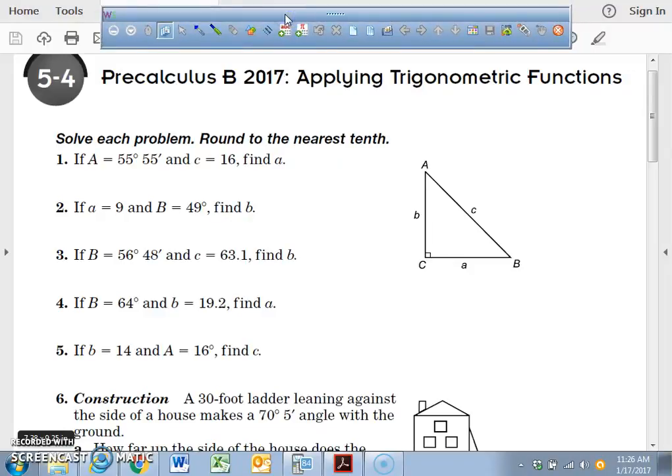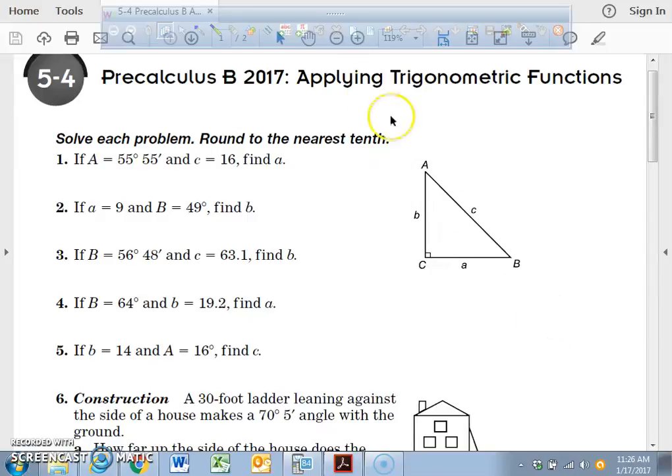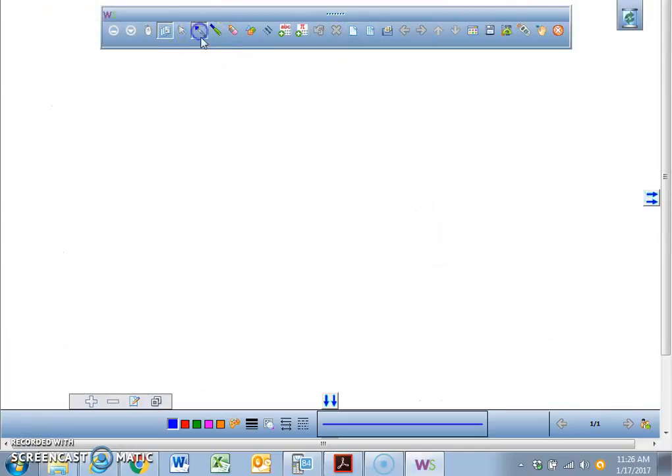All right, today, guys, we're going to be working on Chapter 5, Section 4. We're going to learn how to apply all the trig functions we've been talking about. Make sure you put this triangle in your journal. We're going to be referring back to it over and over and over again until you guys get this concept. We go to problem number 1. I'm going to draw the triangle right here.